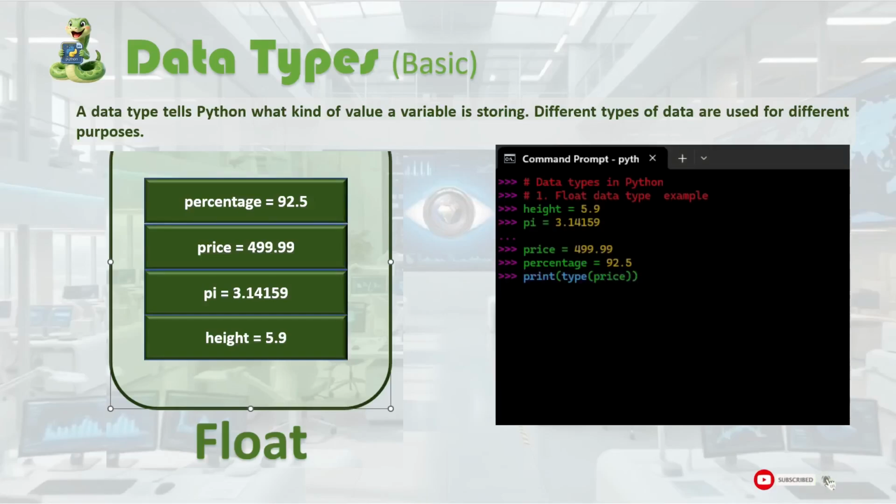Just like with integers, you can use the type function to check the data type of a variable. The output confirms that the variable price is of type float. So remember, whenever a number contains a decimal point, Python stores it as a float. In the next section, we'll learn about another very important data type, string, which is used to store text.